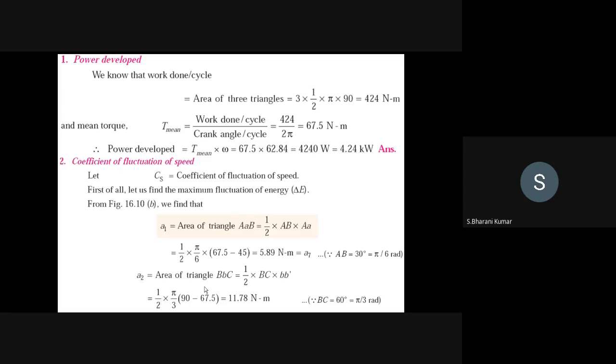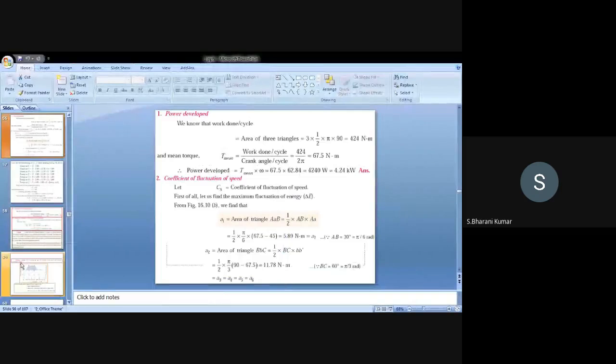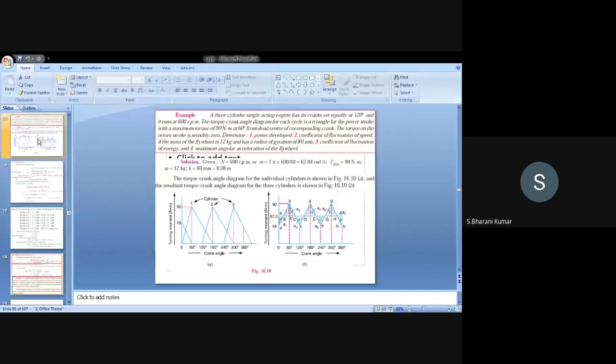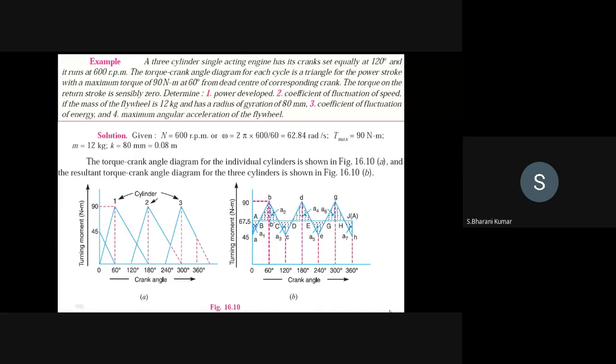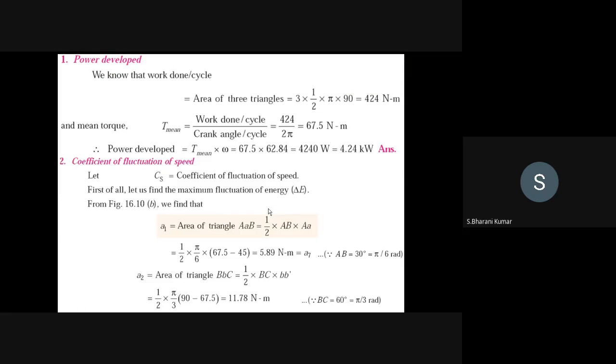A2 off into BC into BB, off into BC into BB, this one. Do you understand? So this is the value we have put there. B into BB dash. Okay, off into BC into BB dash.